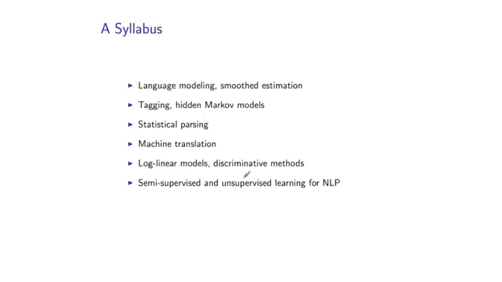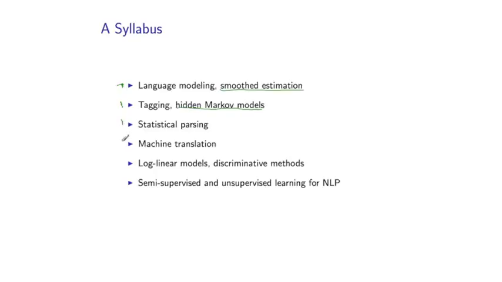So here is a syllabus for the class. We're going to start off with a problem called the language modeling problem, which will be in some sense a warm-up, introducing many important ideas, particularly an idea called smoothed estimation. We'll then talk about tagging problems, such as part-of-speech tagging and named entity recognition. And we'll talk about hidden Markov models, which are a key model for these tagging problems. We'll talk about the parsing problem that I described earlier, and we'll talk about models for that problem.